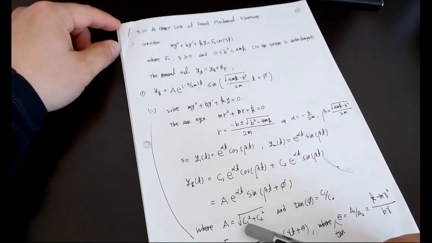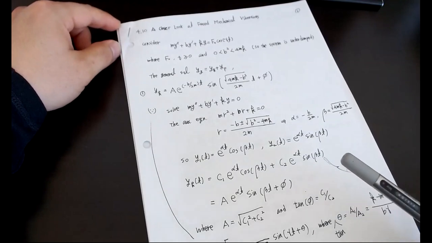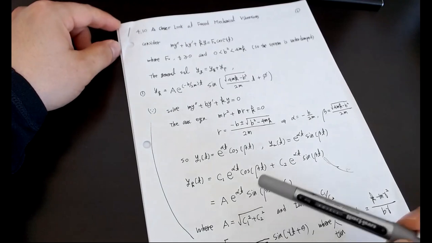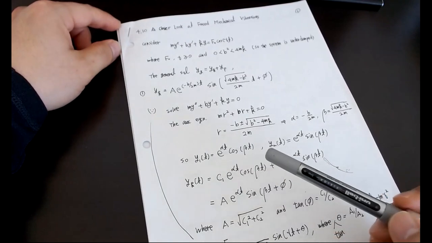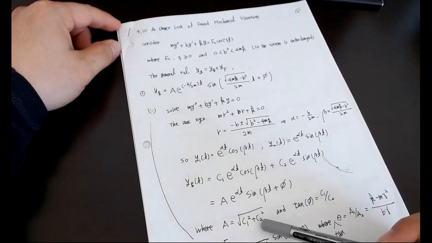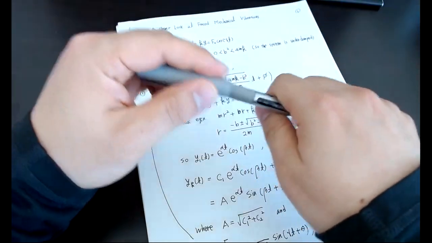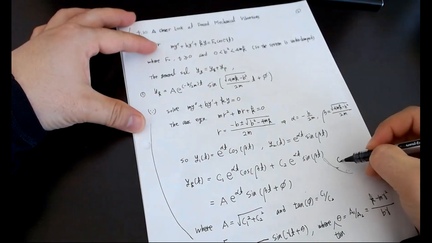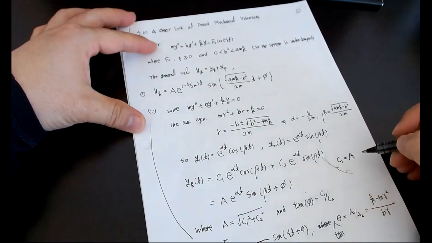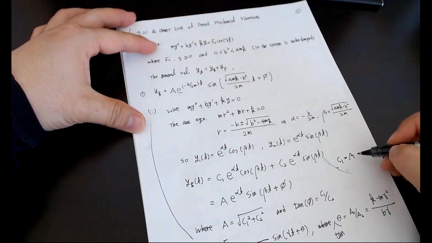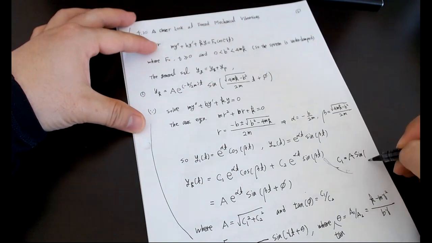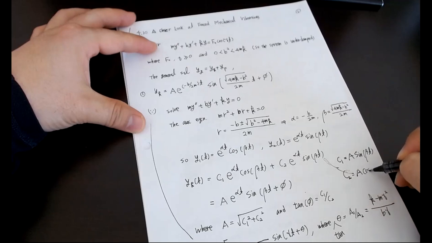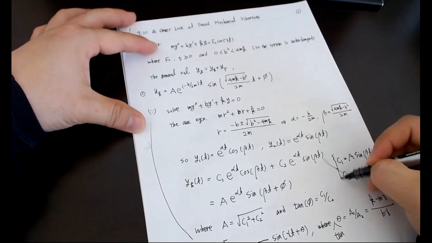So A is the square root of C1 squared plus C2 squared. Keep in mind this. What is C1? C1 is A times sine beta t, and C2 is right here. So C1 is A times sine beta t, and then C2 is A times cosine beta t. Okay, so keep in mind this.